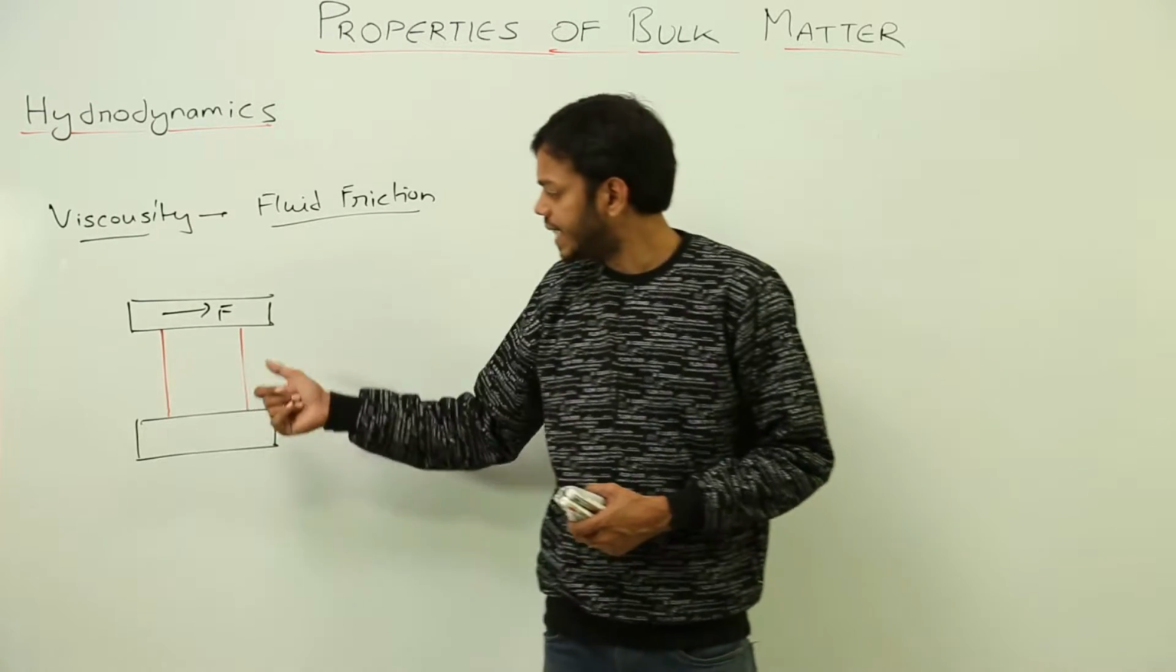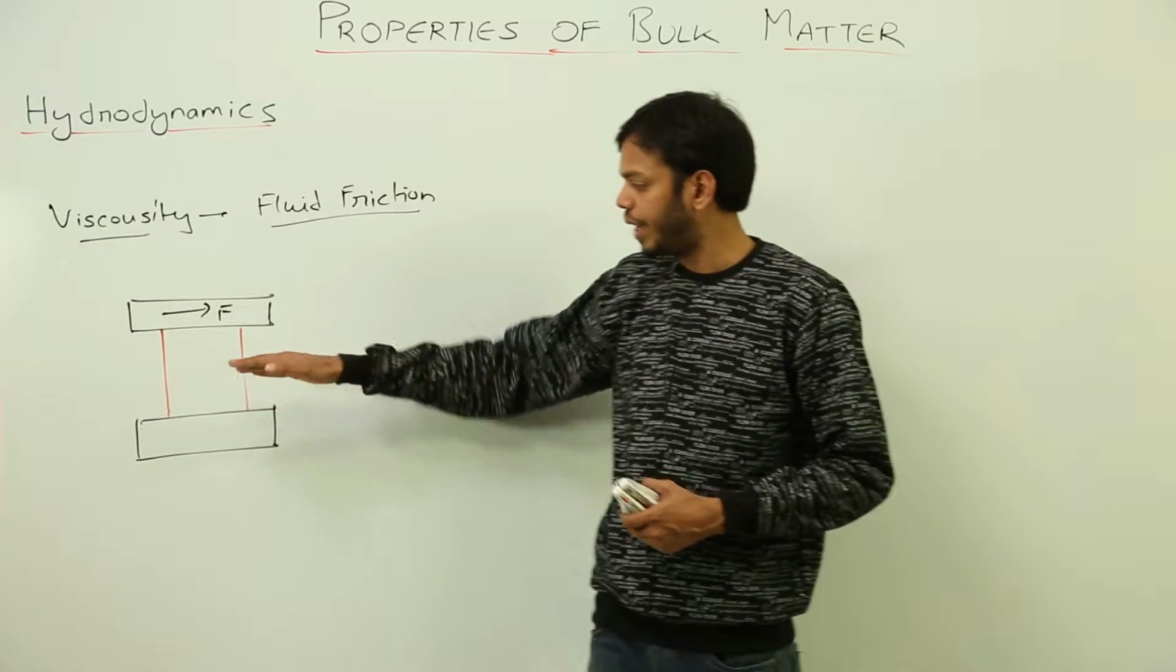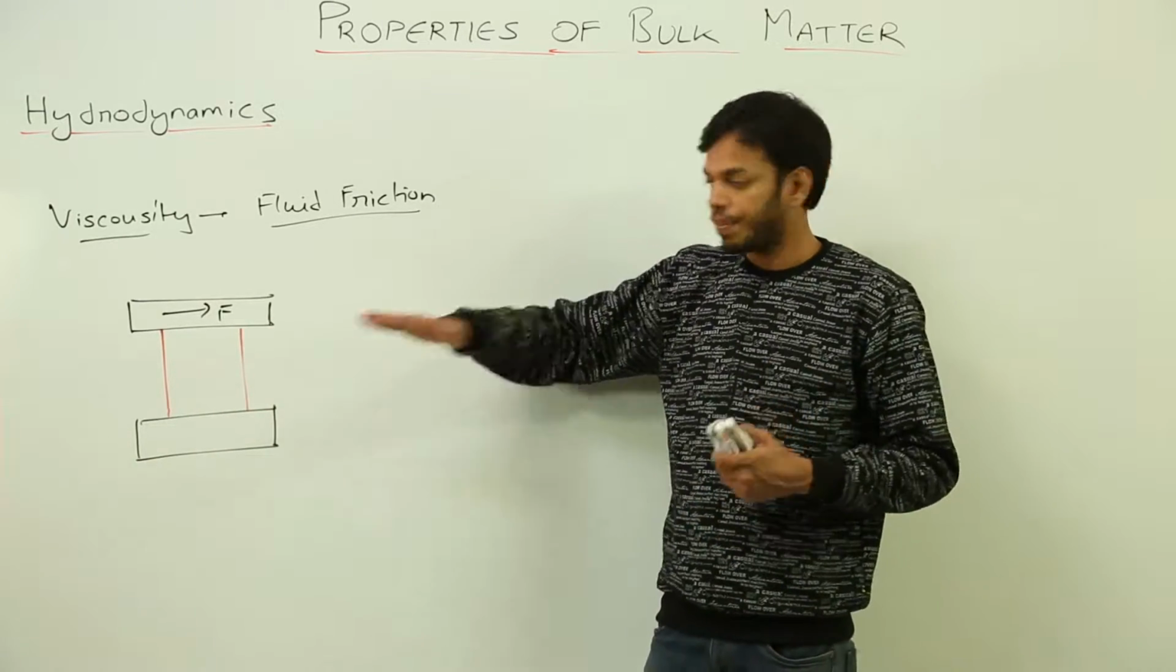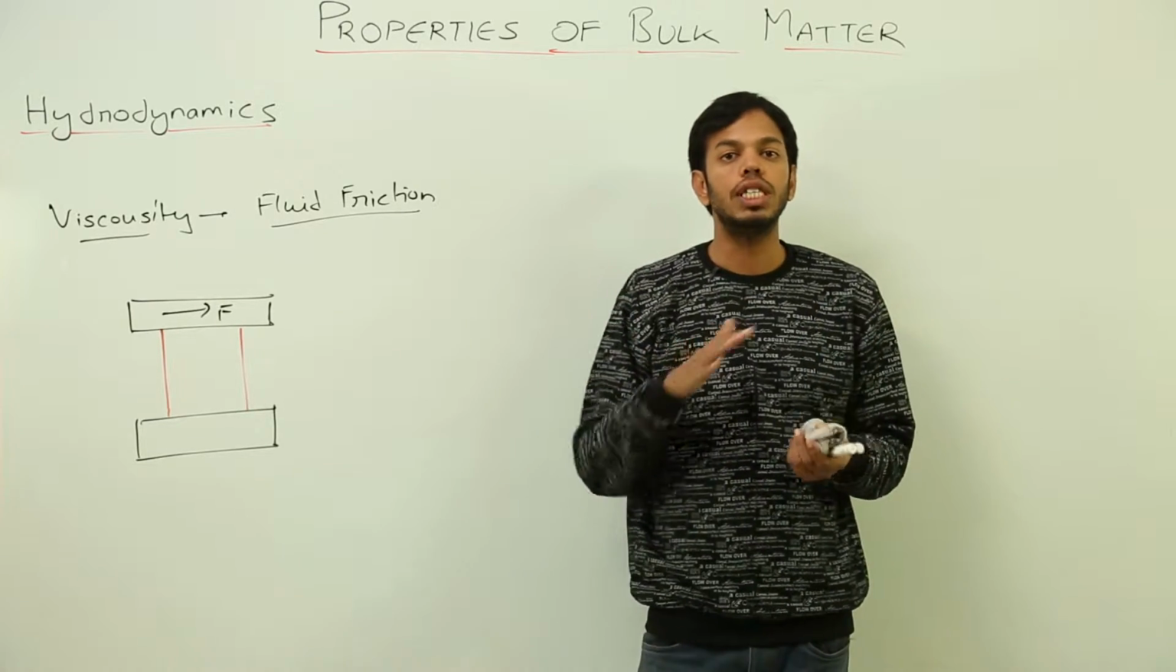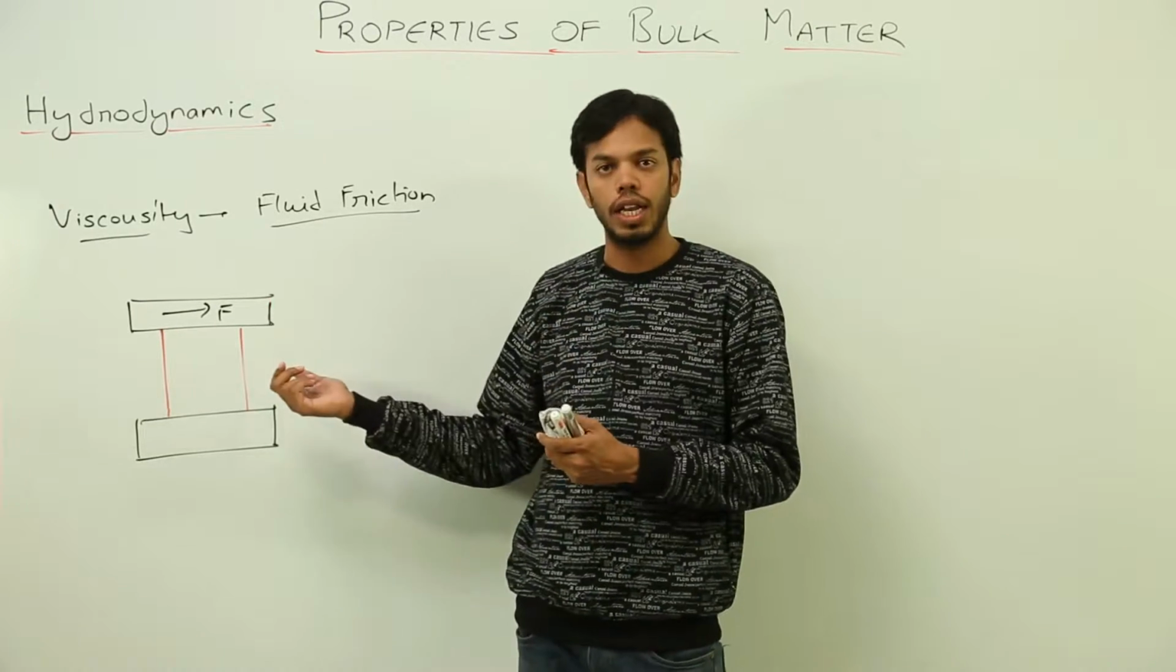But as I just said, if this fluid, oil, is replaced by honey, the relative motion between the two glass slabs won't be possible, or I won't be able to reach that velocity as I reached in the case of oil.